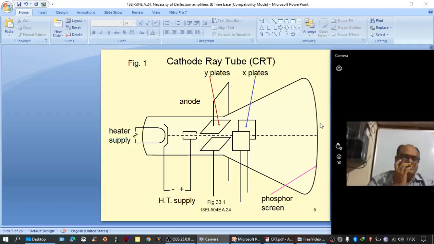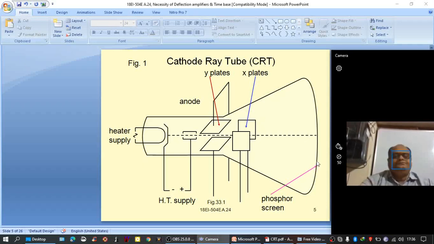Suppose during trace time the electron beam moves from left to right, and during retrace time the electron beam keeps moving from right to left, we will find a zigzag curve instead of a sharp waveform of the applied input signal. To prevent that, the retrace signal is blocked. The retrace signal is blocked using an external circuitry, and the retrace signal has no effect on the electron beam.